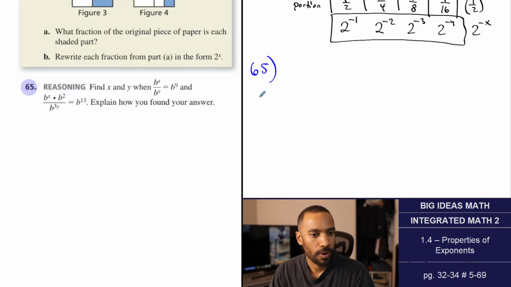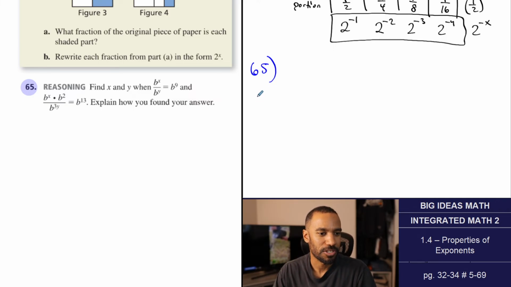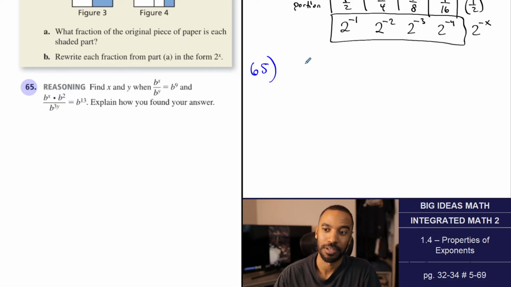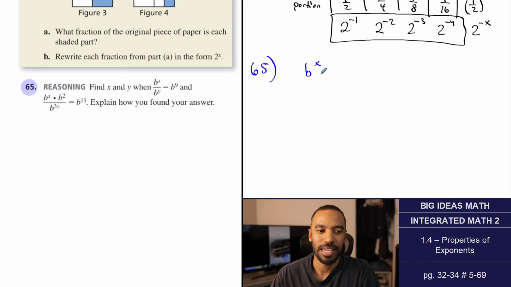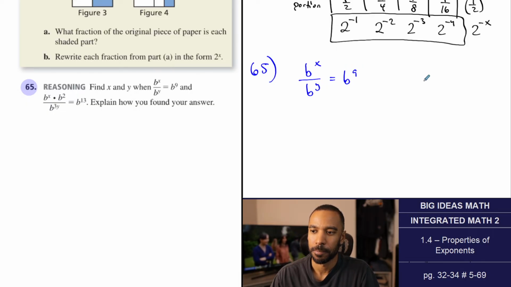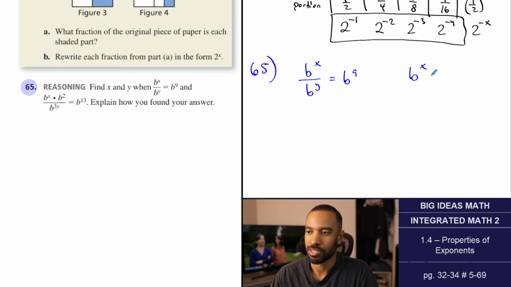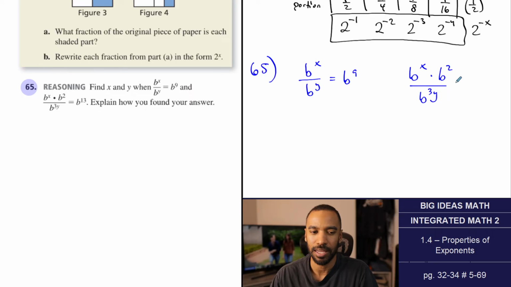Find x and y when b to the x over b to the y is b to the 9th, and b to the x times b squared over b to the 3y equals b to the 13th. And there's a part where I'm going to say I have no idea how to do it. So let's see. b to the x over b to the y equals b to the 9th. b to the x times b squared over b to the 3y equals b to the 13th.